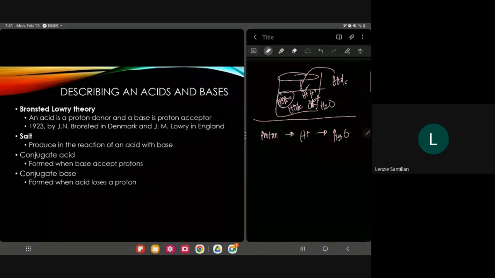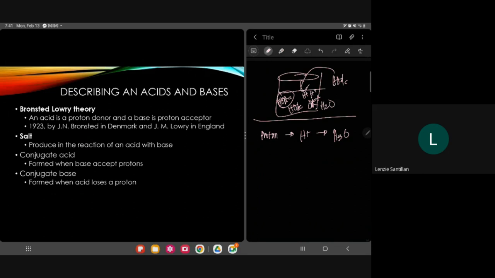But first, let's discuss the Bronsted-Lowry theory. The Bronsted-Lowry theory states that an acid is a proton donor and a base is a proton acceptor. It was established by J.N. Bronsted in Denmark and J.M. Lowry in England. So we have what we call a salt.